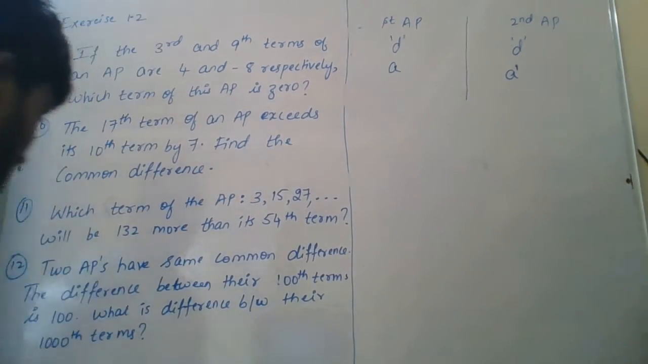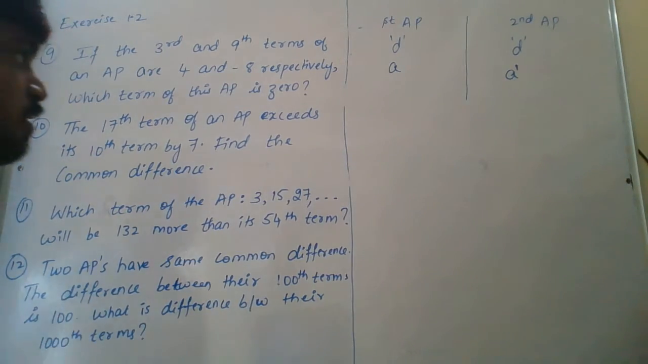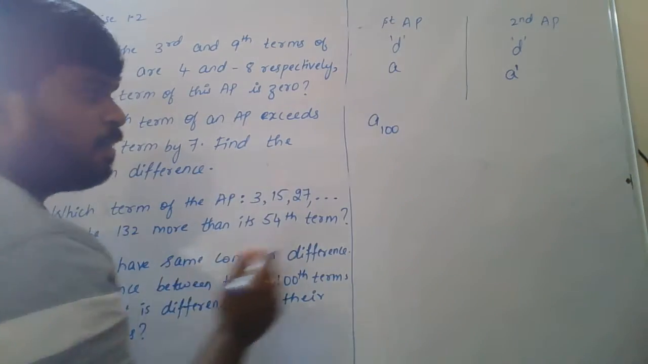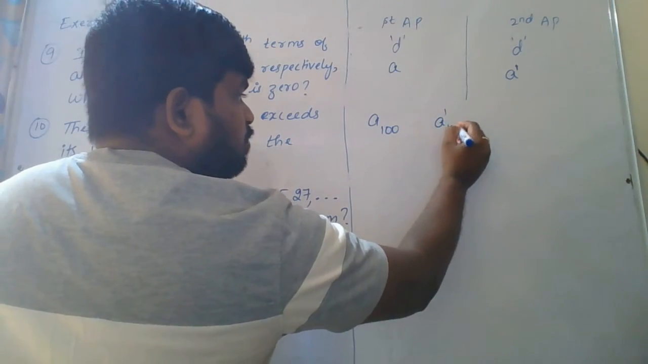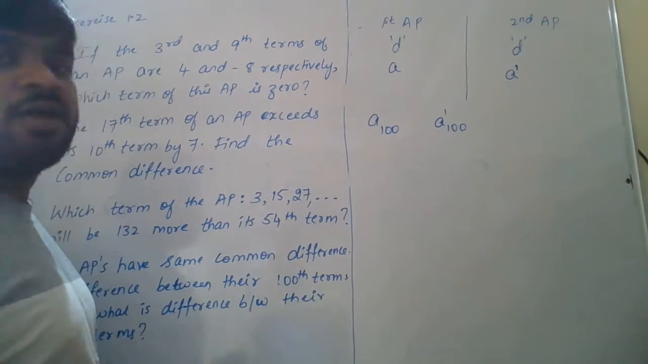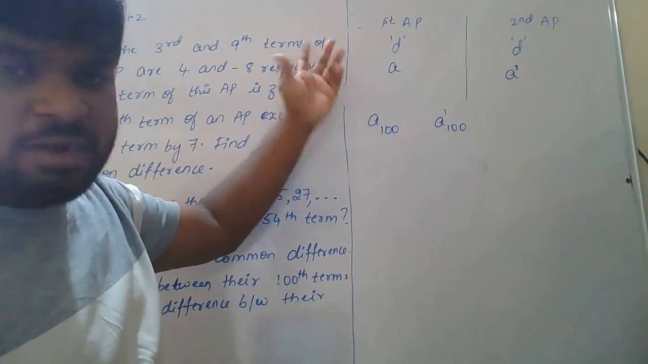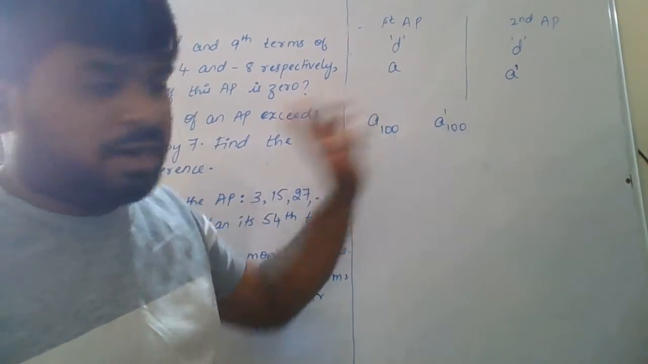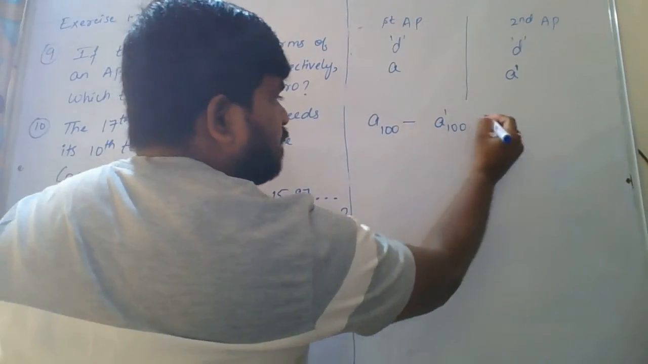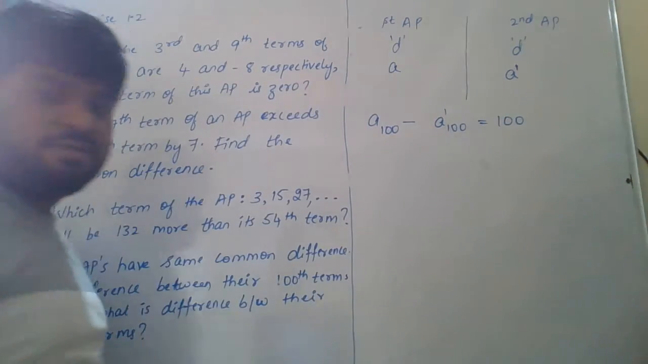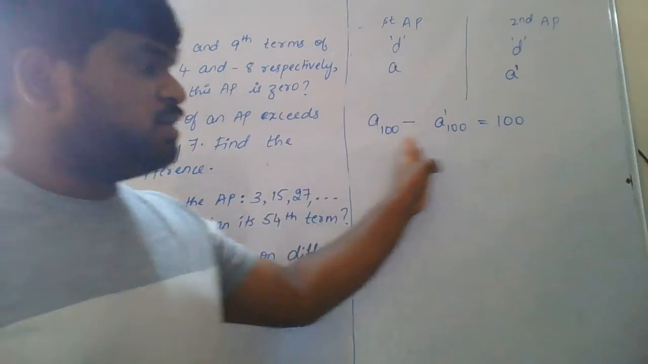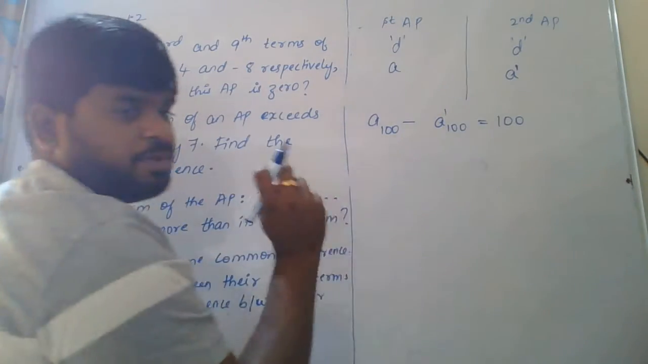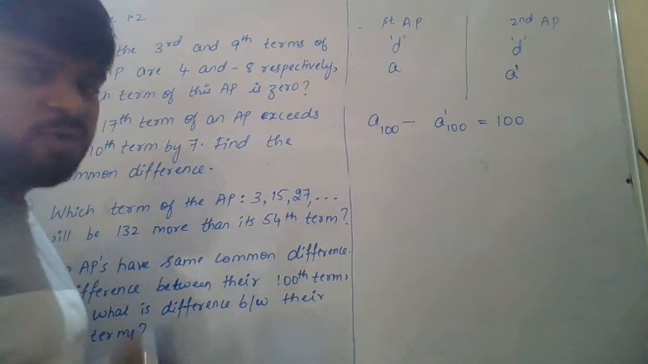Okay. What is given? The difference between their 100th terms. So A100 is for this AP, and A prime 100 is for this AP. How do I write the 100th term here? A100 as usual. But there is another AP, right? So I have to show the difference, so I'll write A prime 100. The difference between them is 100. This is given. The 100th term of this AP minus the 100th term of this AP, if you subtract it, the answer is 100. That is what is given.